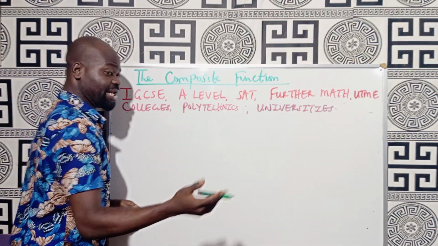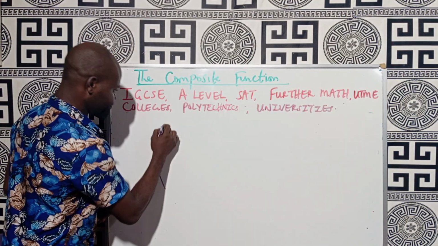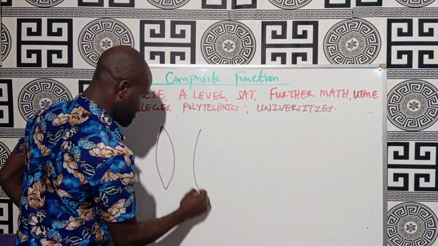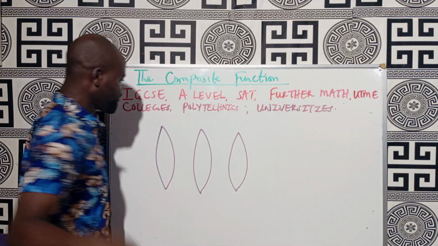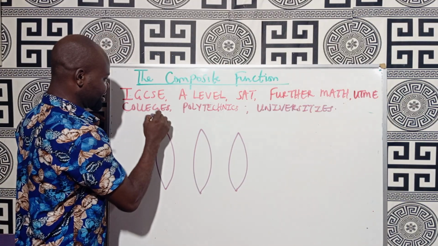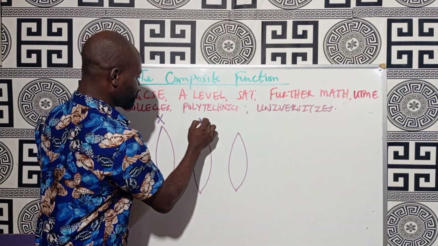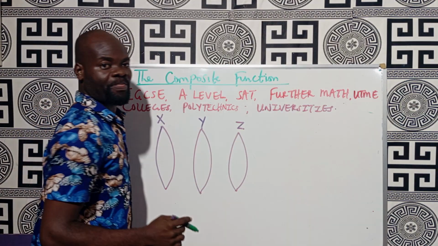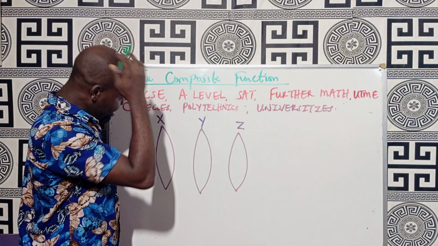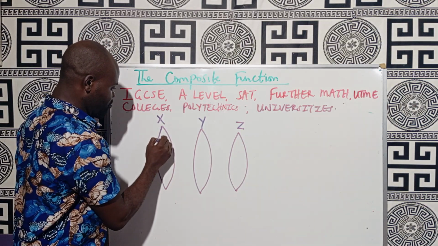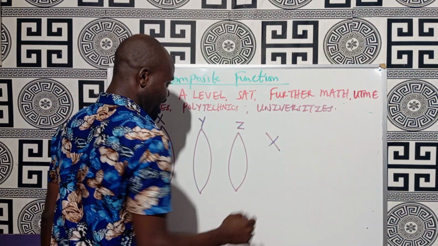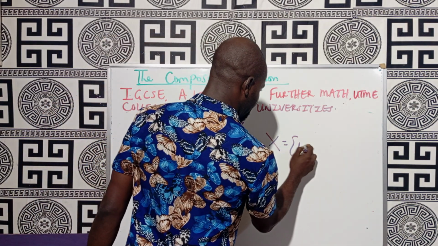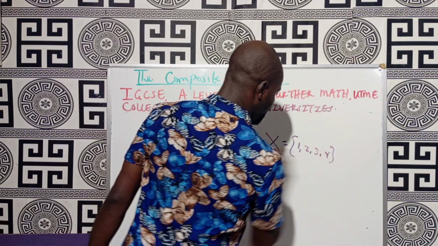Let's say we have this in mapping. Okay. Now let's say this is set X, for instance, set Y, and this is set Z. Now let's say set X has these numbers: 1, 2, 3, 4.